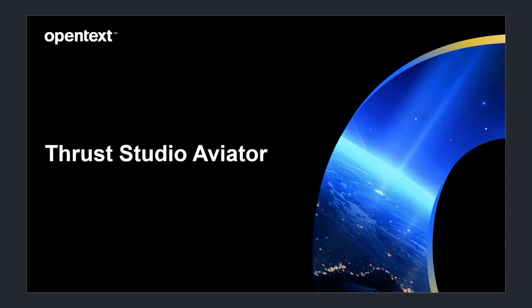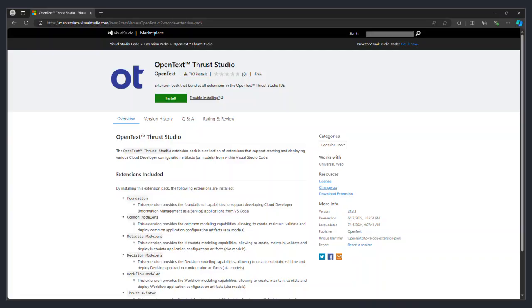In this video, we will show you how to set up and use the Thrust Studio Aviator, an AI-powered digital assistant designed to help developers build faster with OpenText Thrust services. The Thrust Studio Aviator is part of the Thrust Studio VS Code extension pack, which contains a collection of extensions that support creating and deploying various information management artifacts or models from within Visual Studio Code.